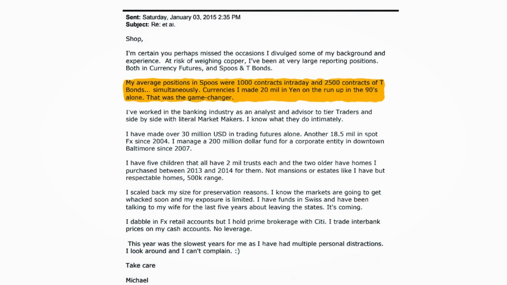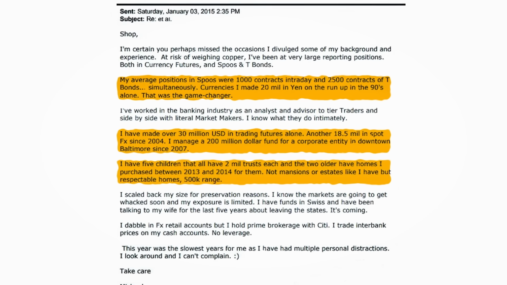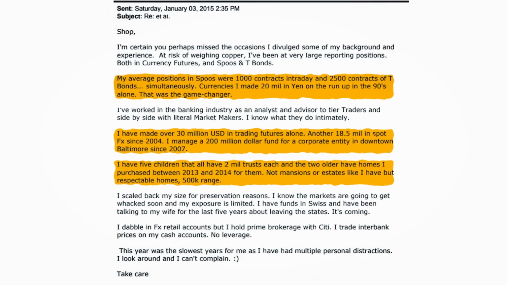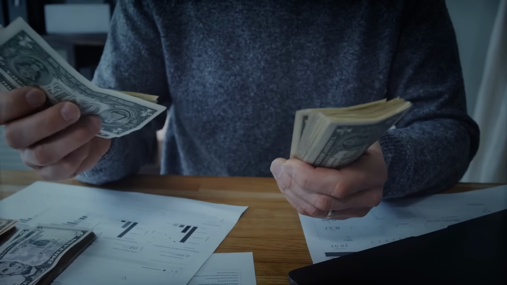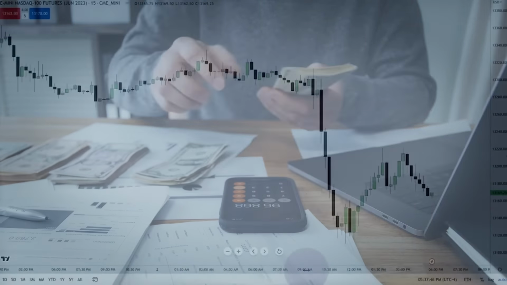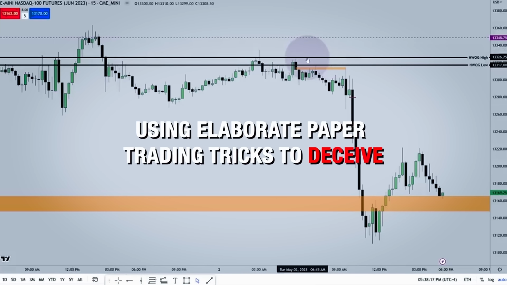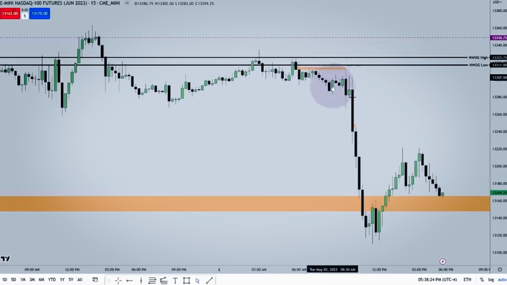While claiming to be a highly successful day trader, Huddleston was, in reality, a failed trader who squandered tens to hundreds of thousands of dollars of real money. He preyed upon new and inexperienced traders, using elaborate paper trading tricks to deceive them into believing his prowess.